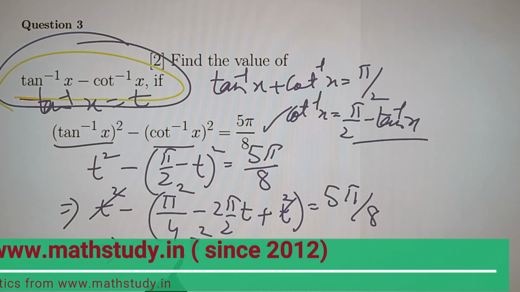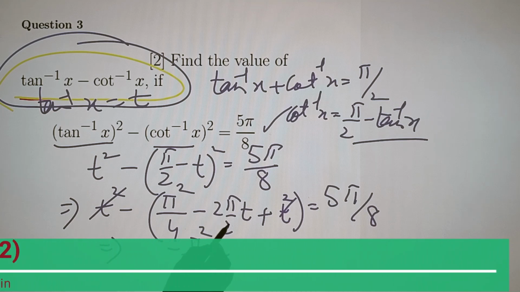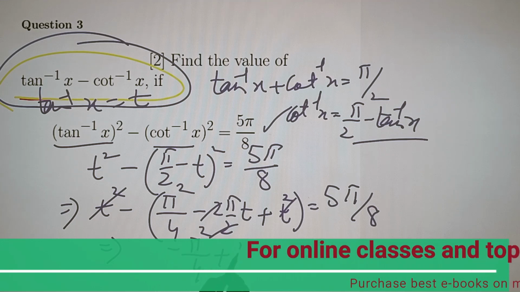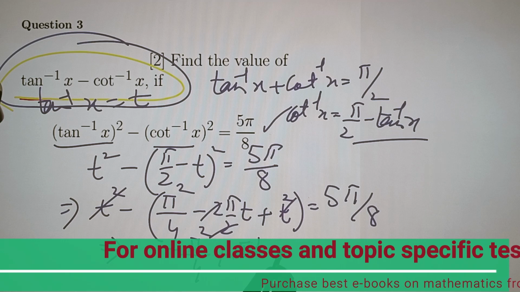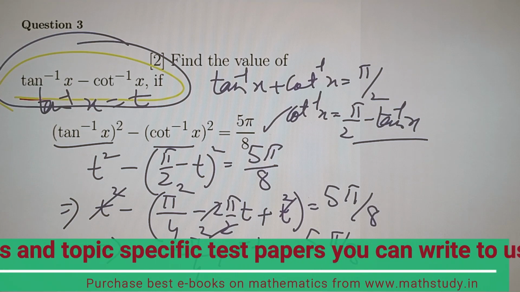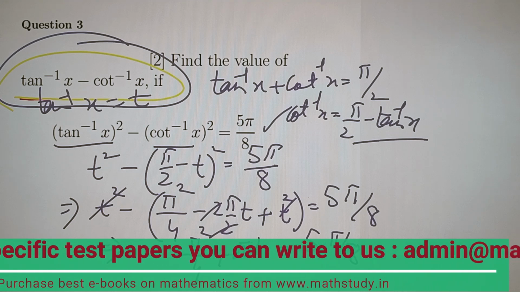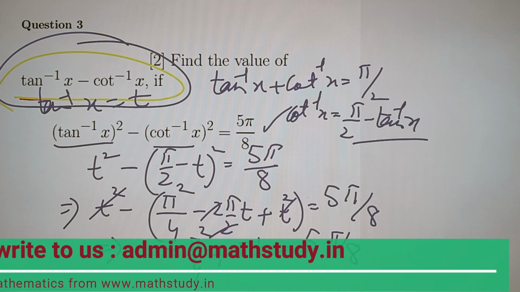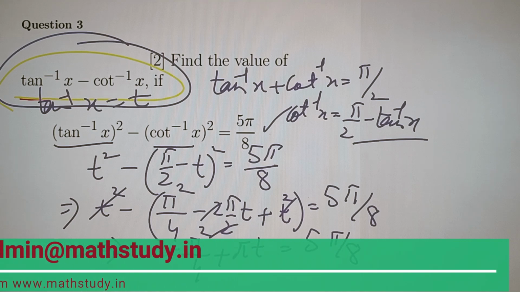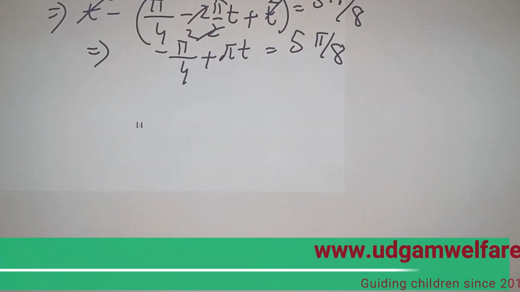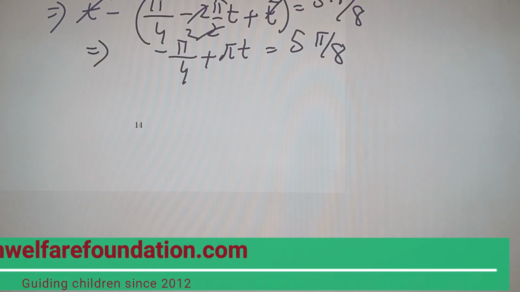Now we will get minus pi square by 4, and this is going to get cancelled, and we will get plus pi t or t pi equals to 5 pi by 8. Very simple. Now we can simply do one thing, that we have to take out the value of t in terms of some pi and some constant here. Now let's move forward, make some space here.